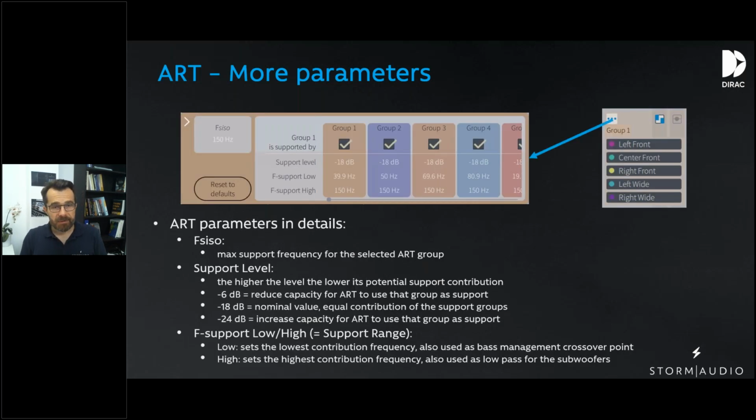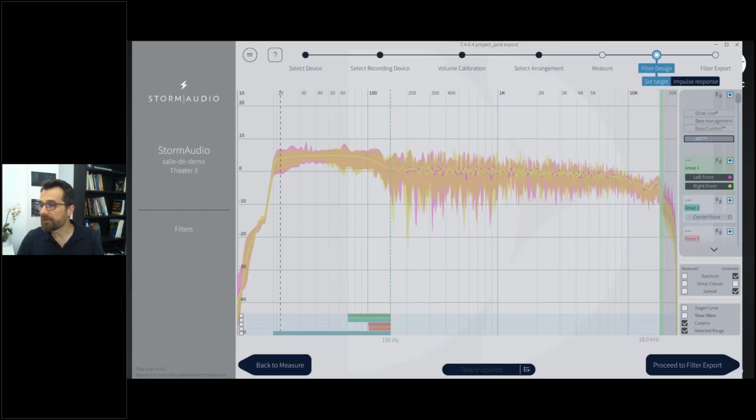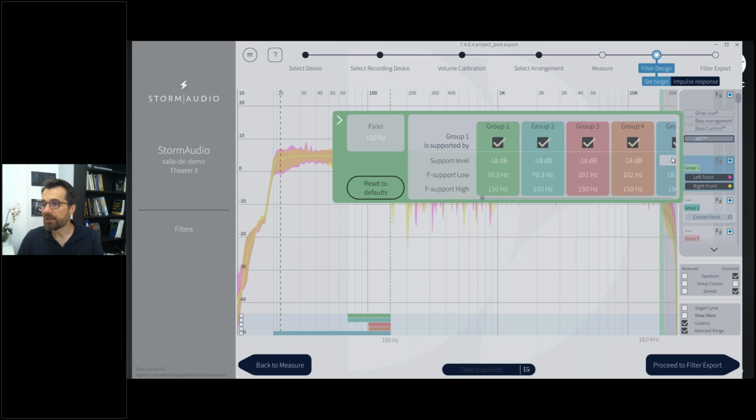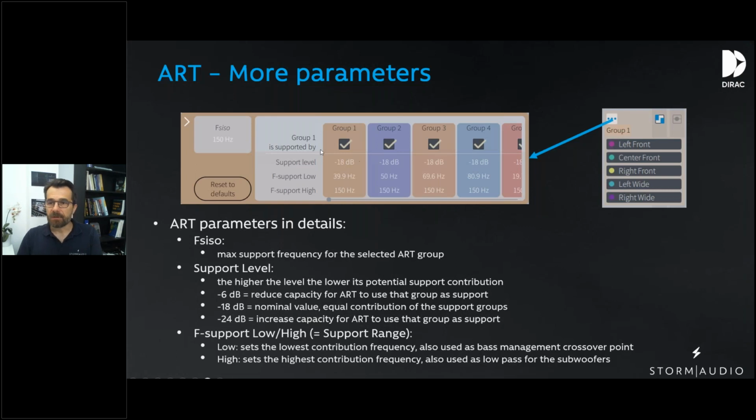The way this can be done is that you can access new parameters in the tool. When you toggle the triple dots here, you can see you now have support level parameters in addition to the frequency support low and high. You also have this FSSISO that we recommend to leave at 150 Hz, but this can be adjusted if you wish, but that's to be tried. The other parameter is mainly the support level.